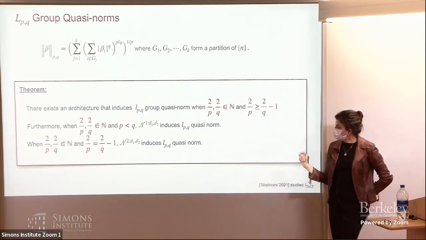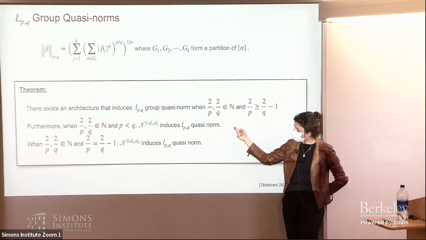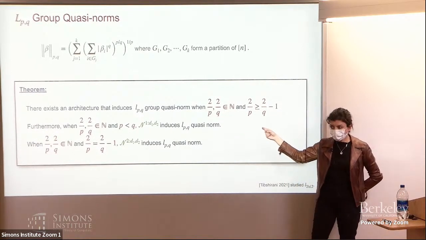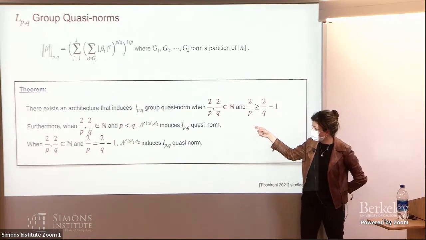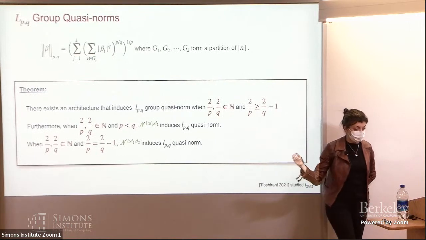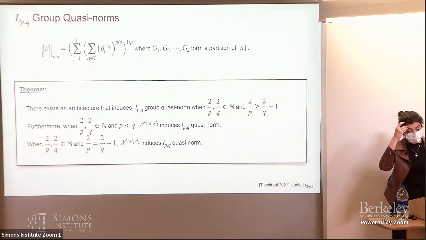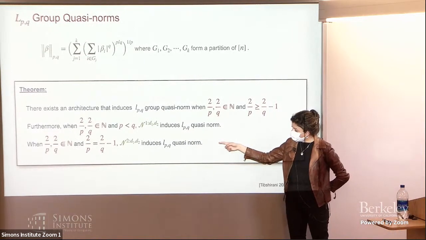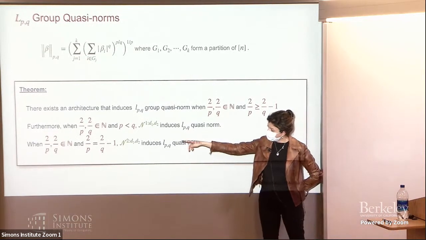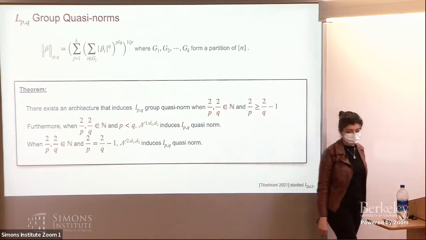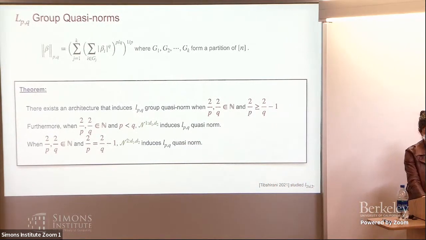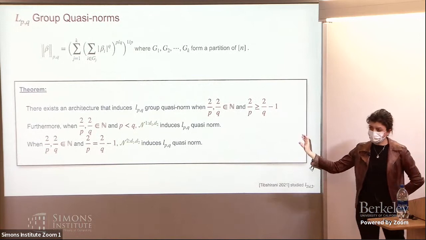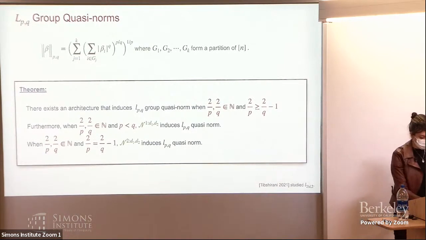And if P is less than Q, we show the architectures that have this as the regularization, as a complexity measure. But if P is greater than Q, we only construct the architecture for this very specific case that 2 over P is equal to 2 over Q minus 1. And for other cases, we actually don't know what architecture shows that.